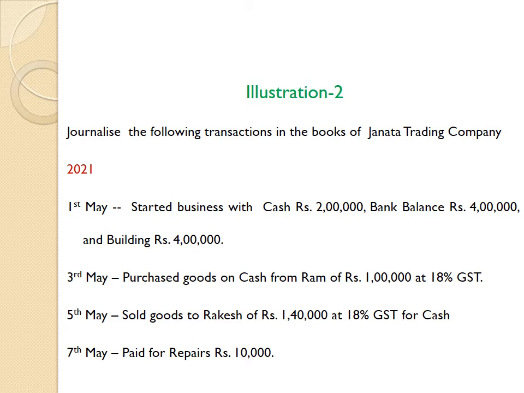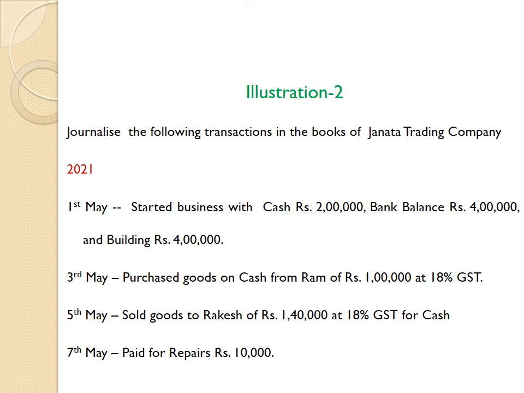On 1st May, Janata Trading Company started business with cash rupees 2 lakh, bank balance rupees 4 lakh and building rupees 4 lakh. On 3rd May, purchased goods on cash from Ram of rupees 1 lakh at 18% GST.